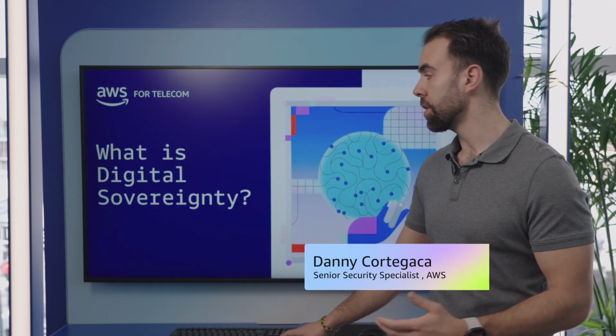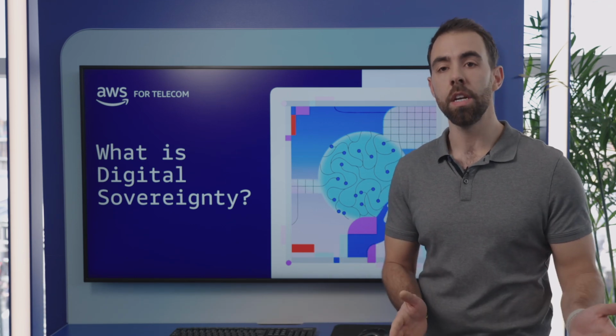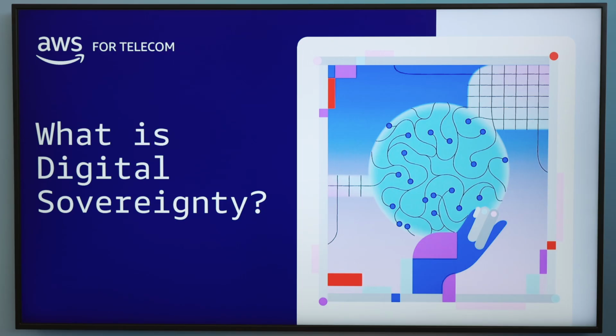So, today we're going to be talking a little bit about Sovereign by Design. And we usually start with the question of what is digital sovereignty? Because digital sovereignty means quite a few different things to different customers that we speak to on a regular basis. What we try to do is break down digital sovereignty into what we define as the five main pillars.